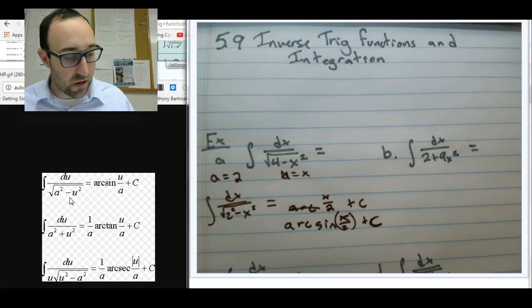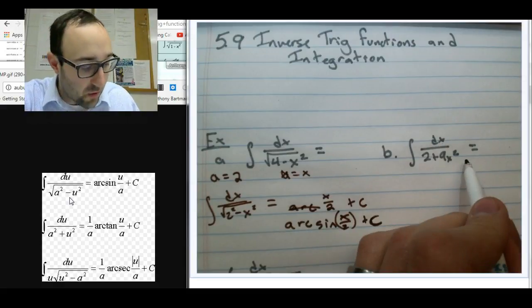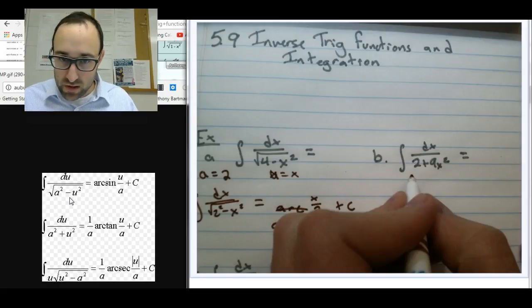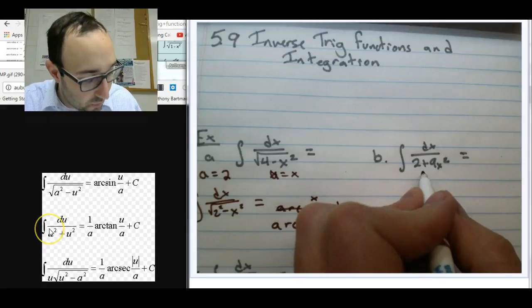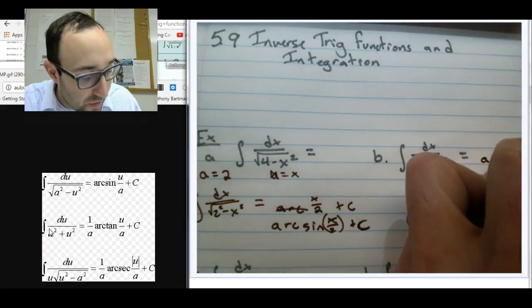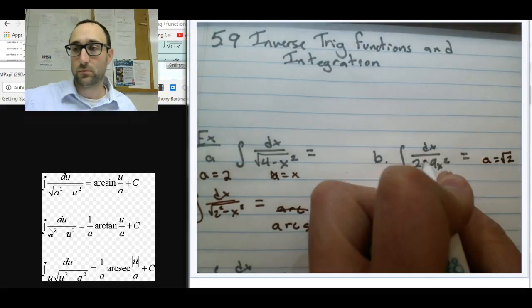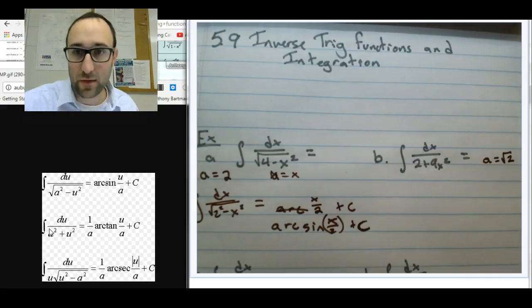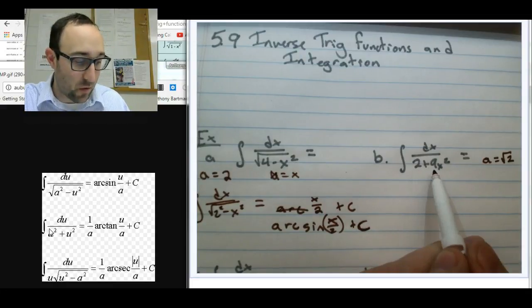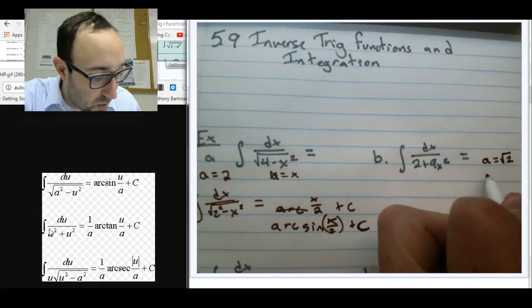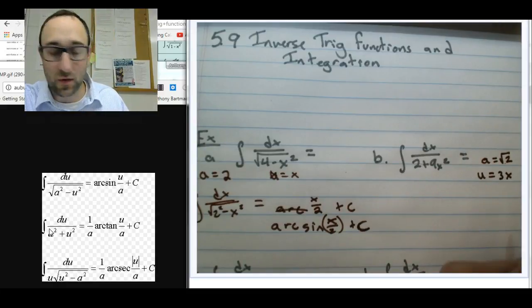Okay, so now let's do this one. I've got dx over 2 plus 9x squared. Which one does that look like? Well, I think it looks like this one. Yes, it does. So I'm going to say that a is going to equal the square root of 2, because this 2 equals a squared. So the square root of 2 squared is that. And I'm going to say that u is going to be 3x, because 3x squared would give you the 9x squared.